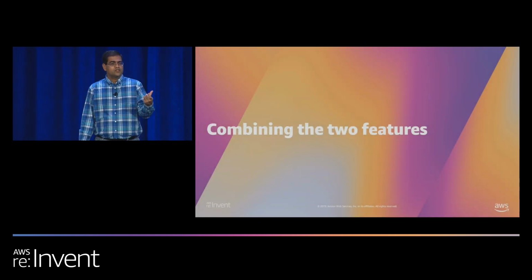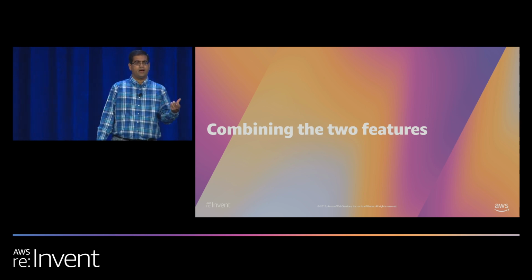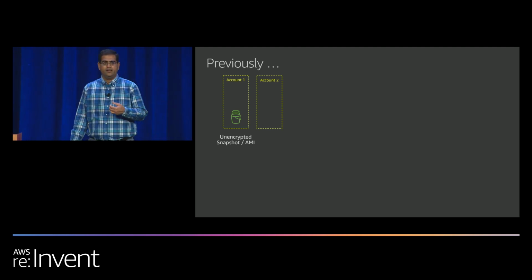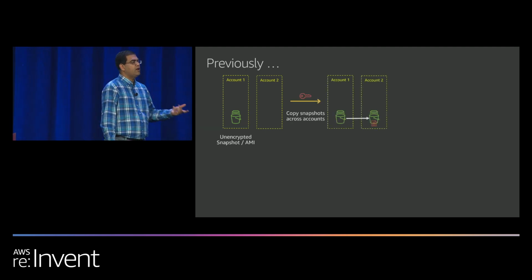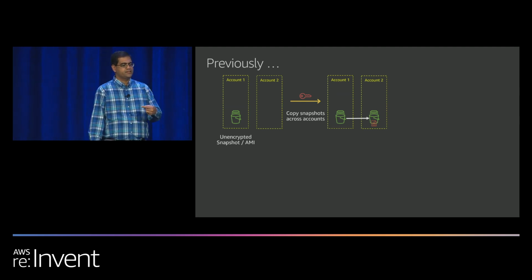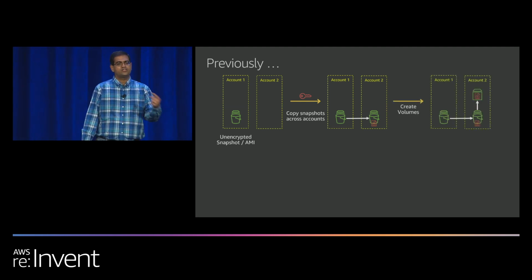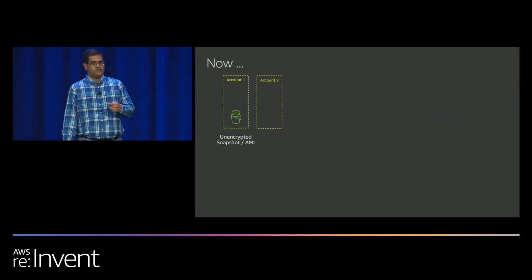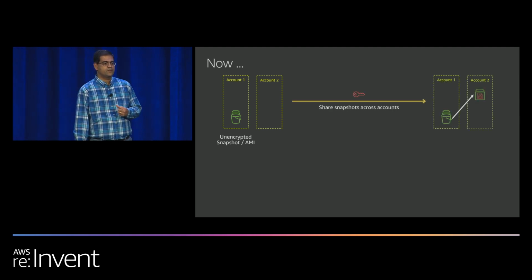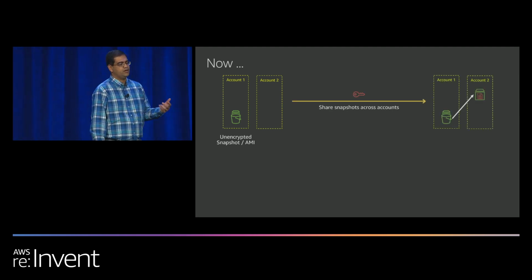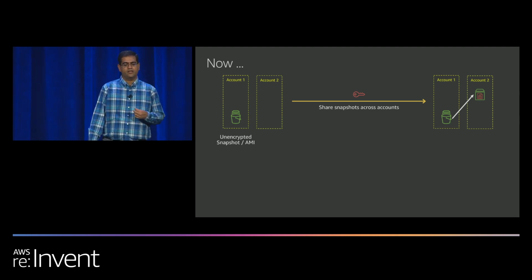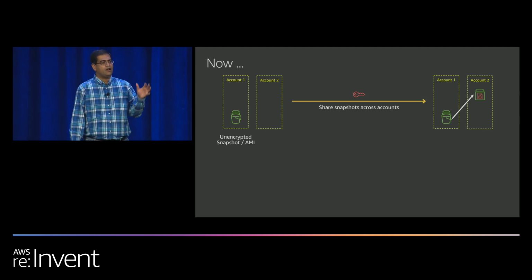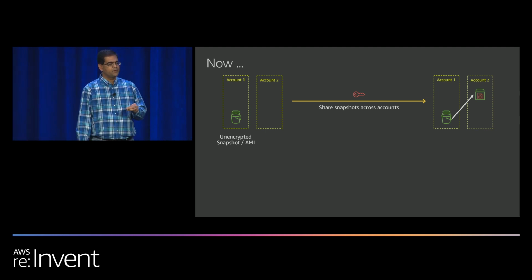These features are independently useful, but they're even more useful together. How? Let's say you had an unencrypted snapshot or AMI in account 1. You would have to copy that snapshot, re-encrypt it in account 2, and then launch the encrypted volume in account 2. With these two features, here's what that looks like. You have the unencrypted snapshot or AMI in account 1, and you can launch a fully encrypted volume in account 2, all in one step. And again, our goal here is to make encryption simple.